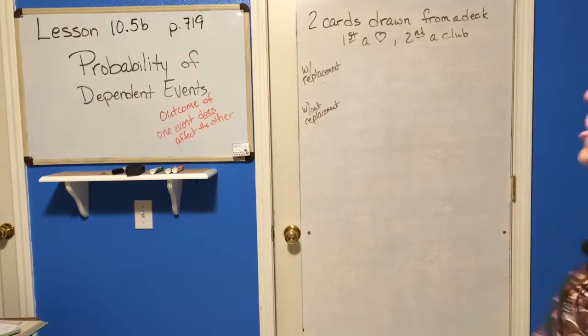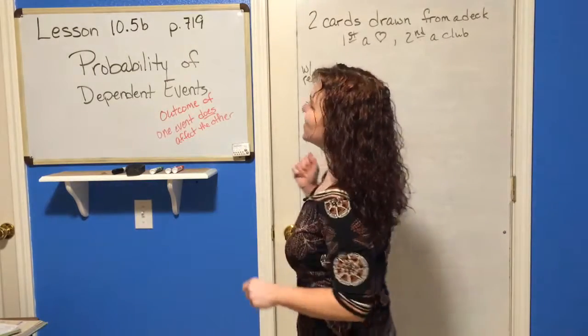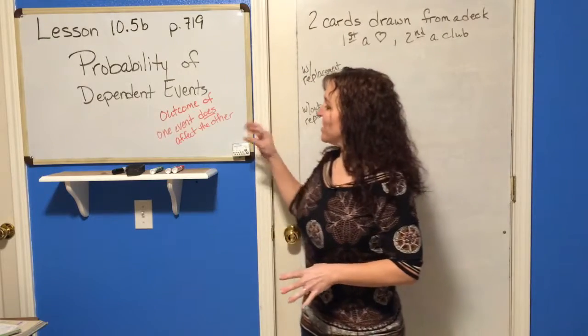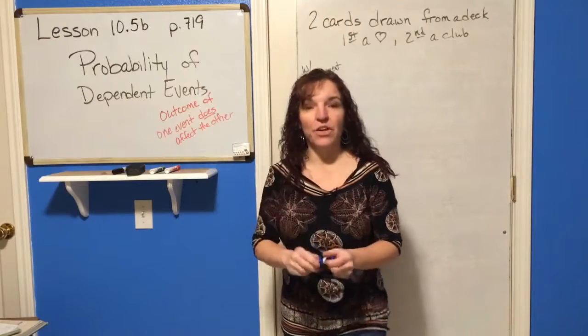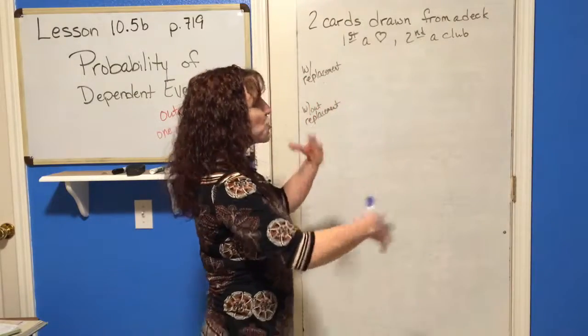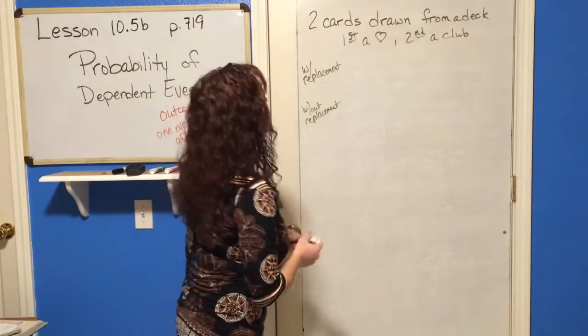Second half of section 10.5 is the probability of dependent events. When we have dependent events, that means that the outcome of one event does affect the other. So that's going to change the probability as you go. Let me show you what I mean.